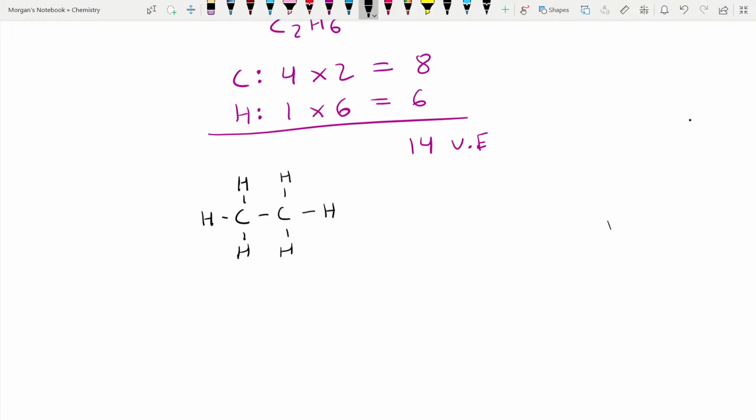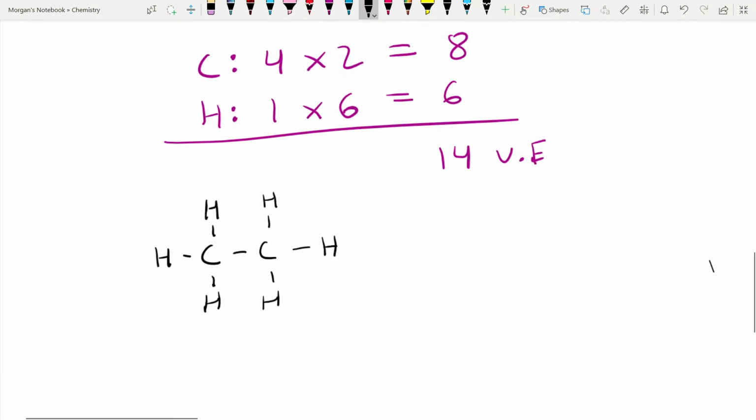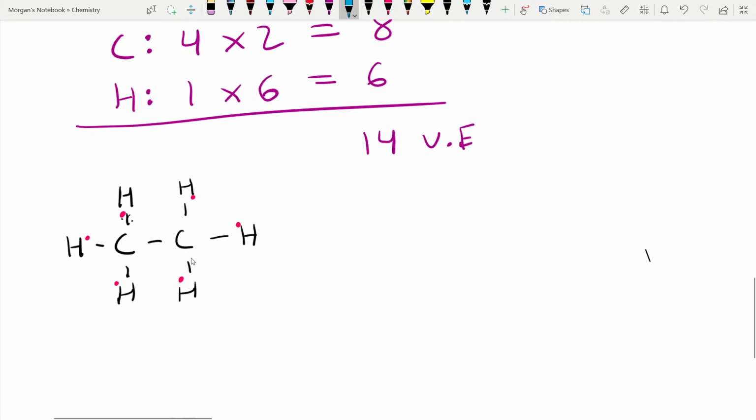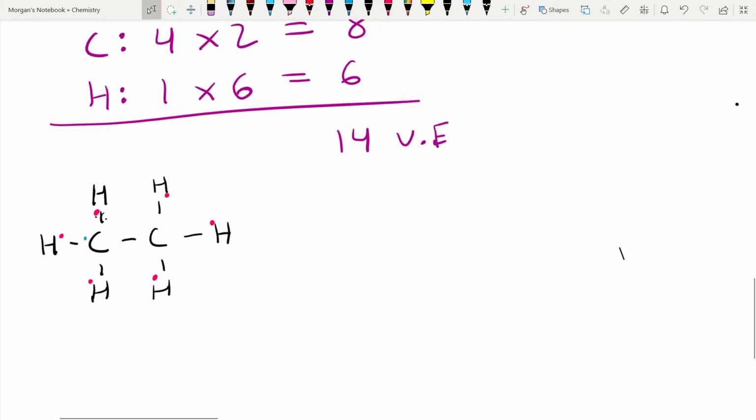So we have 14 valence electrons. Let's see if this actually makes sense. For each of these lines, it means that there's a covalent bond. For each covalent bond, there's 2 electrons. So we're going to go ahead and put one there for each hydrogen. And then let's give each of our carbons their electrons. Carbons have 4 electrons, so we're going to put one on each side.